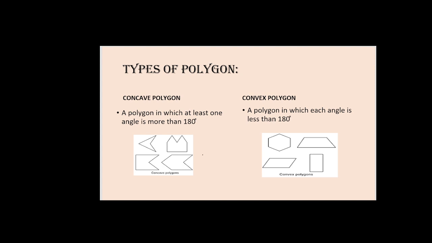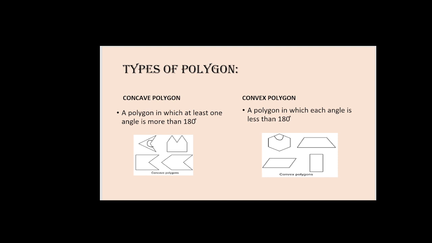If you see the images here, in the first image, if you see, this angle is greater than 180 degree. That means in this figure there is one angle which is more than 180 degree. Hence it is a concave polygon. If you see this figure, this hexagon, here in this hexagon all angles are less than 180 degree. Hence this hexagon is a convex polygon. Right, learners? Concave polygon, where at least one angle is more than 180 degree. Convex polygon, where all angles are less than 180 degree.